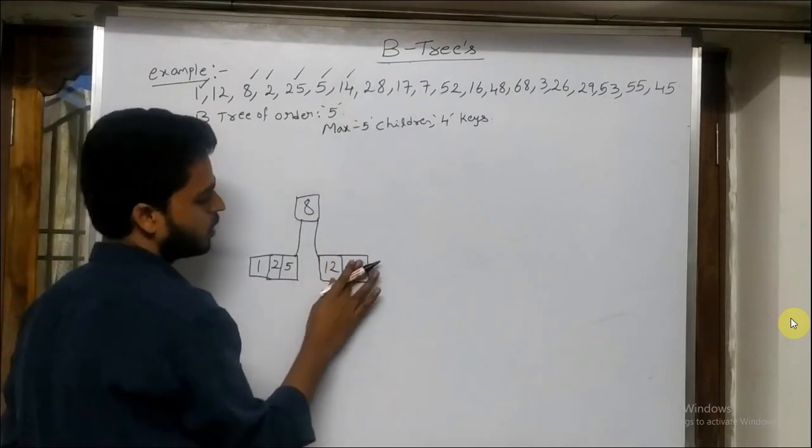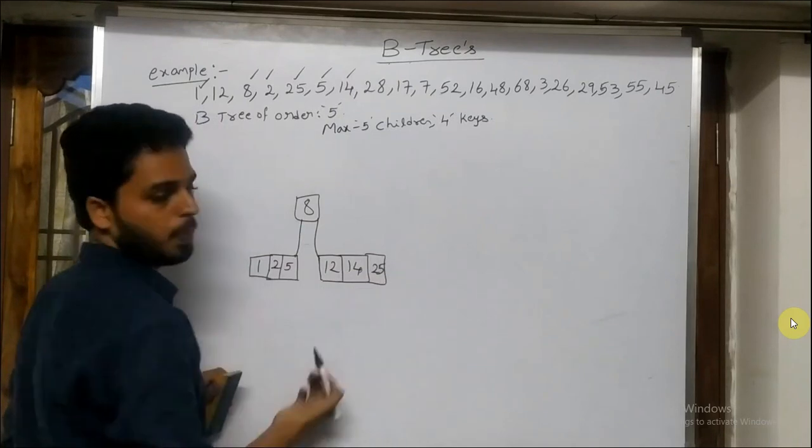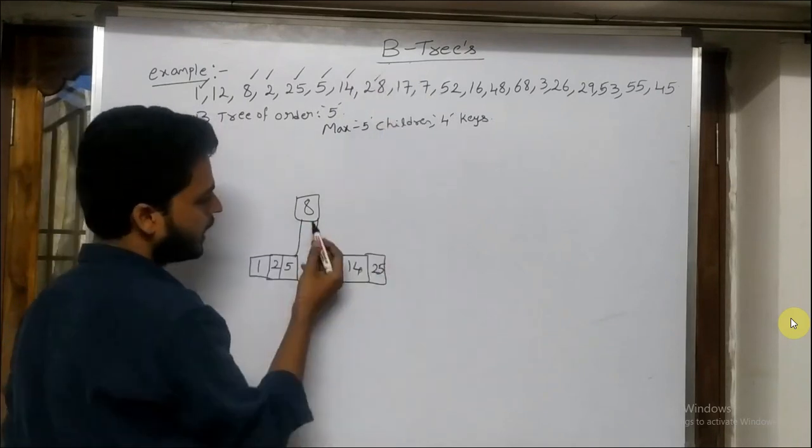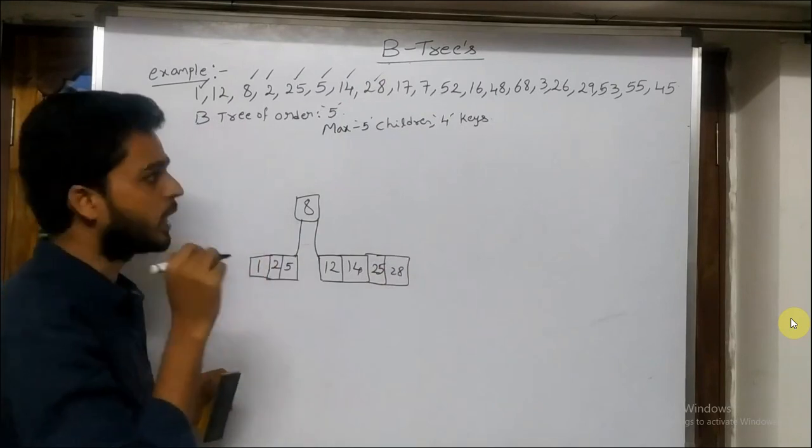Next 14. 14 is greater than 8. So 14. What is the value here? 25. After inserting, there is no problem. Next 28. 28 is greater than 8, so 28 will come here. There is no problem. Okay.